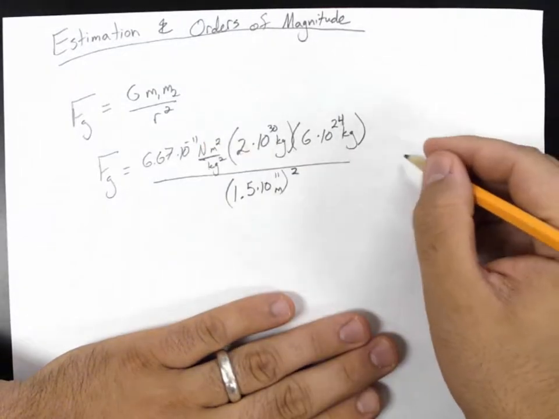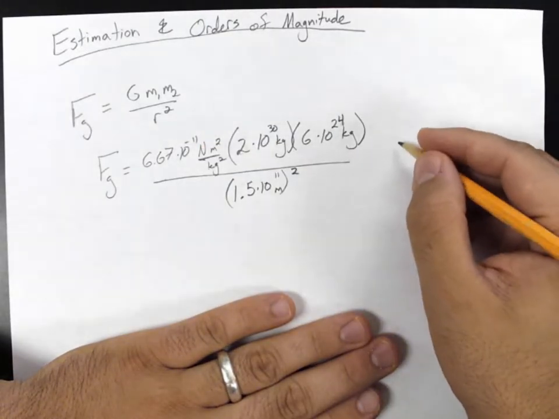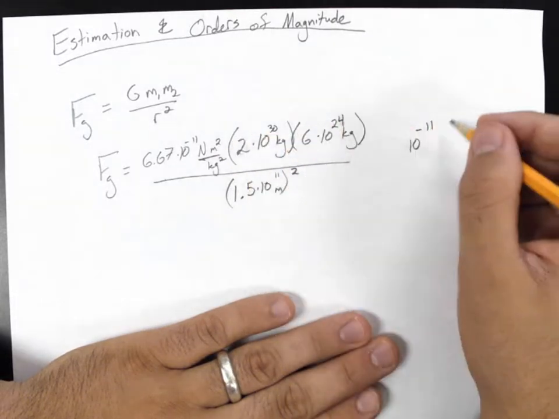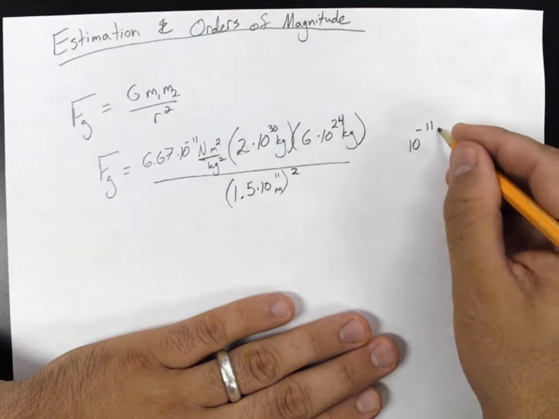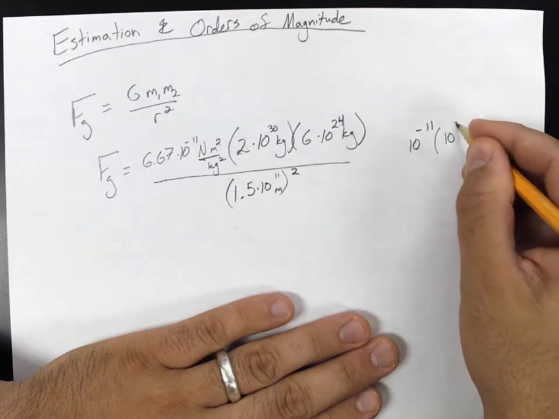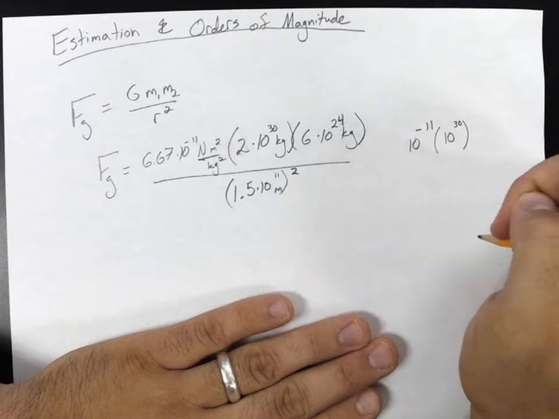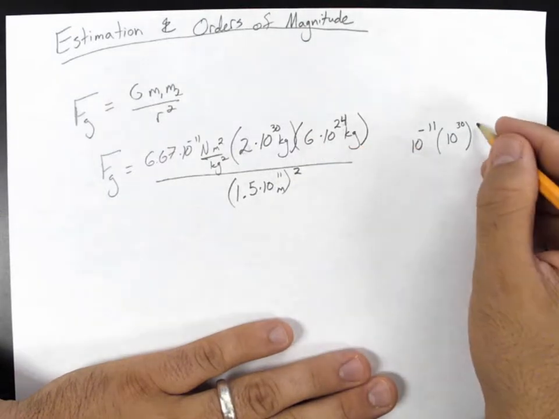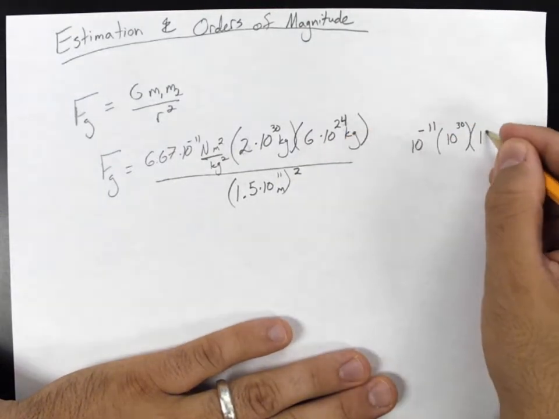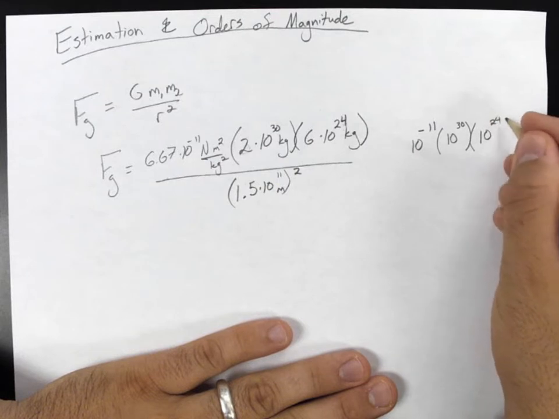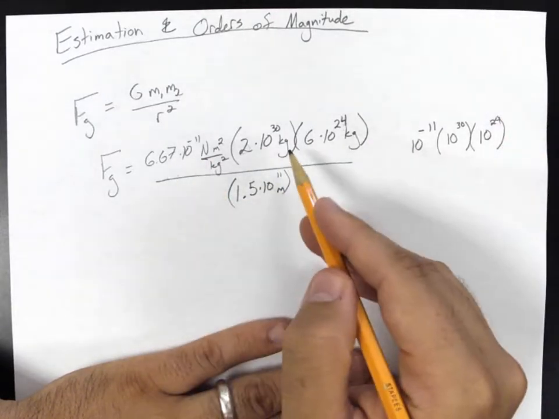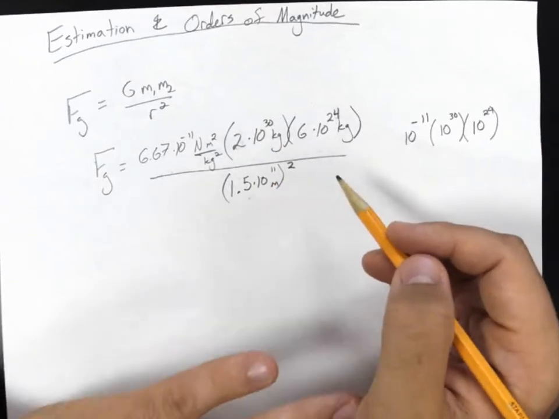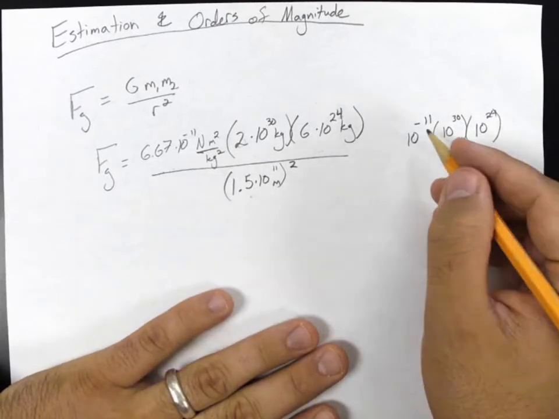So let's look at our first term. It's 6.67 times 10 to the negative 11. So that means we've got a 10 to the negative 11 term. Next, we have 2 times 10 to the 30. For these order of magnitude calculations, we're going to omit any actual digits for now. And this next one is 6 times 10 to the 24. Just so you know what these numbers are: the gravitational constant, the mass of the sun, the mass of the earth, and the distance between the sun and the earth. So now we have the top taken care of.